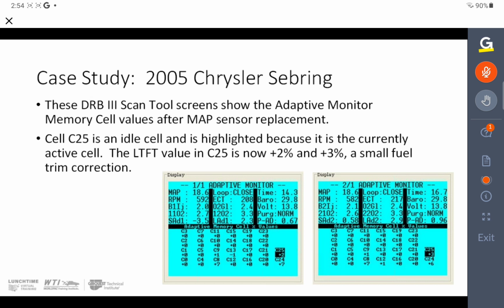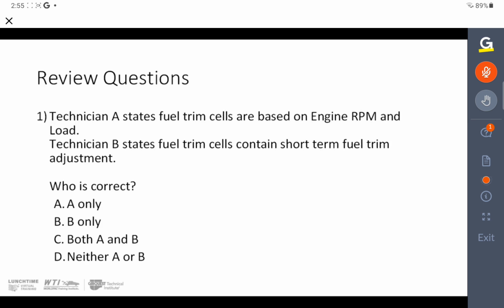And then with the DRB3, we look at those fuel trim cells, and we see that the current fuel trim cell it's operating in, cell C25, was +2, and C25 on the other bank was +3. C24, which was the cell it was operating in when we first looked at it, had numbers that were crazy high, 33%. Now they're +7 and +6. So problem fixed.